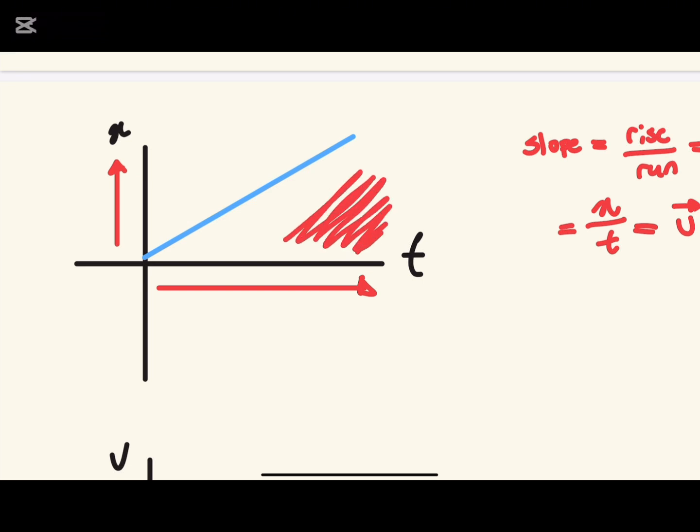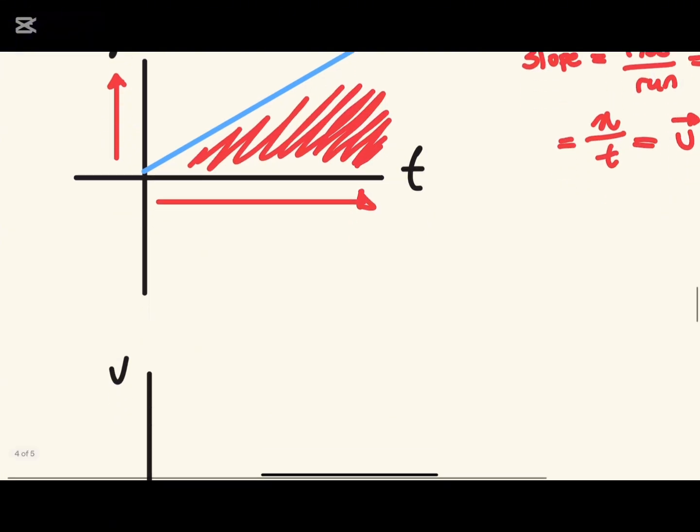And if you're wondering about the area between the line and the x-axis, this right here, in a position time graph, it does not have any standard meaning in physics. However, this is not the case for the other two graphs, for the velocity time and for the acceleration time, but we will in due time get there.